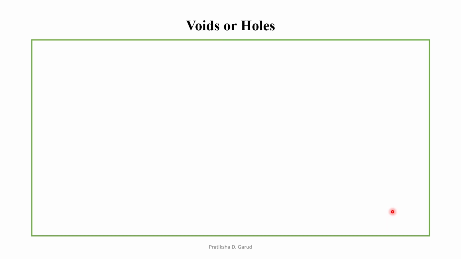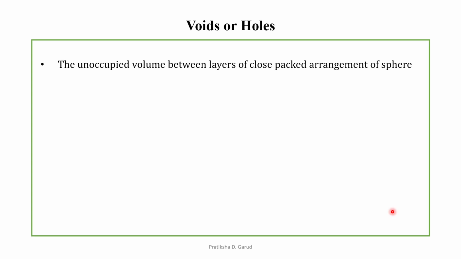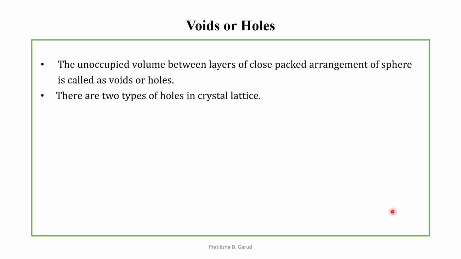Next point that we have to study in close packing is the voids, which are also known as holes. So what do we mean by voids or holes? The unoccupied volume between layers of close packed arrangements of spheres is called voids or holes. We have seen in the figures that there are a number of unoccupied volumes, and these unoccupied volumes are called the voids or the holes. There are again two types of holes in the crystal structure. Which are they? Let us see.